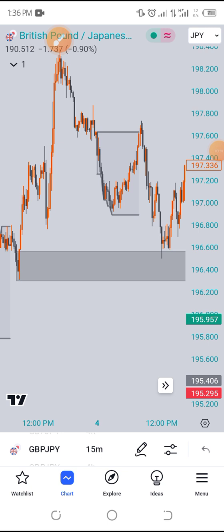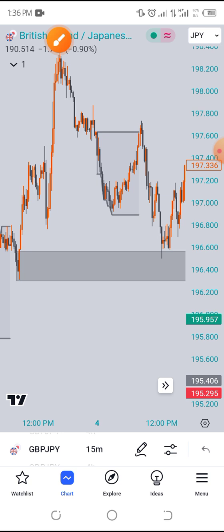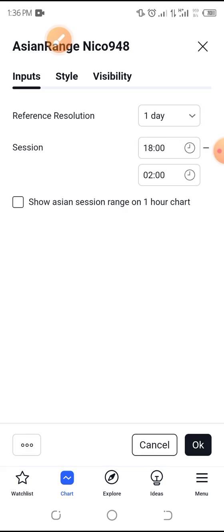Okay guys, so this is a clear example of our buy model one that I showed you guys. The first thing I want to identify is our demand zone, and so clearly here you can see a valid demand zone right here, and this area here is our Asian range. I actually use a particular kind of Asian range indicator. You can go search it out on TradingView. Let me just show you the settings that I use. This is Asian range by Nico 948. So these are the settings that I use.